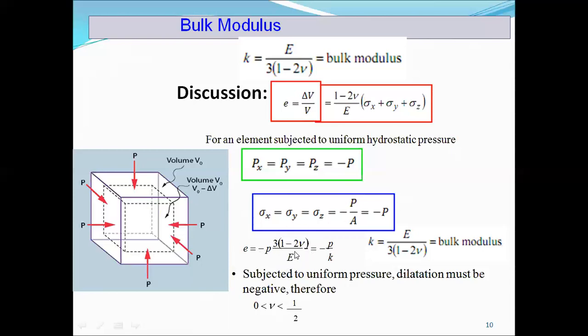Which means that this quantity would always be positive. And this quantity would be positive if this mu is in this range. So this defines the range for mu. The mu must be in this range: 0 is less than mu and mu is less than 1 by 2, meaning that mu would always be between 0 and 0.5. It would be less than 0.5.